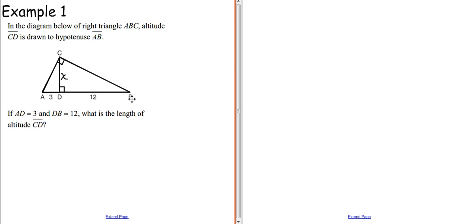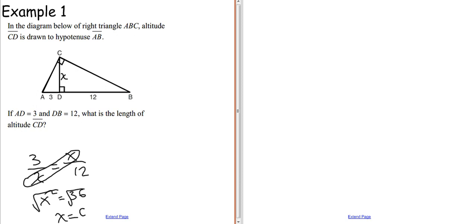Okay, so here's how I'm going to go about solving for X. I'm going to say 3 over X is equal to X over 12. And I'm going to cross multiply and get X squared equals 36. Square root both sides. X is equal to 6, which means that side CD is equal to 6. So the answer is 6.